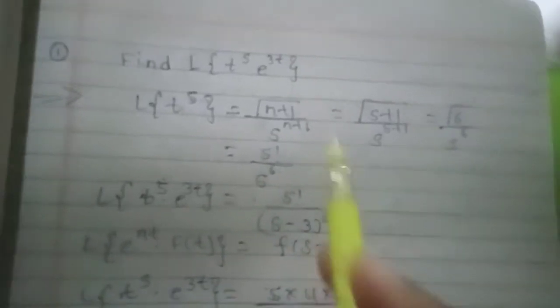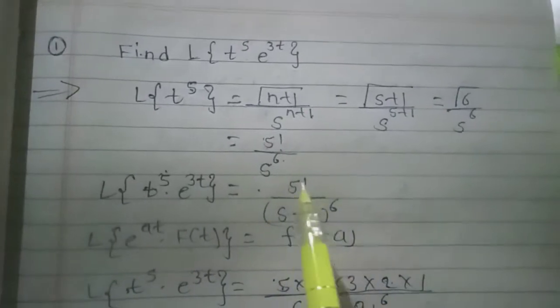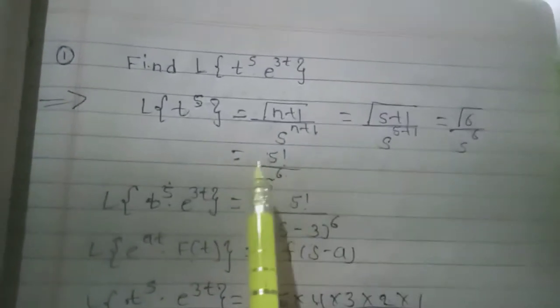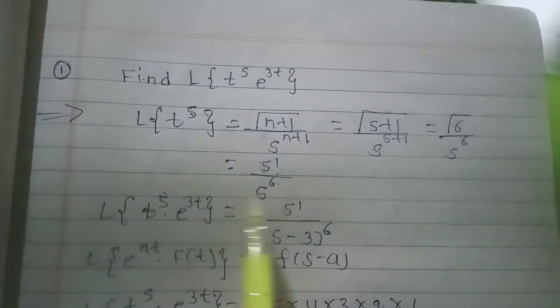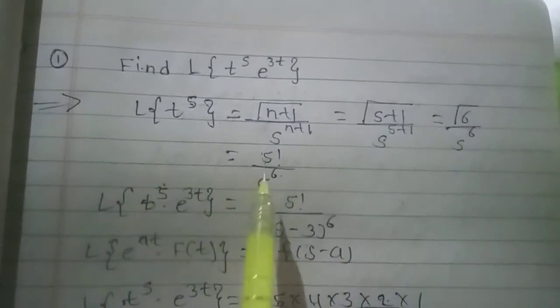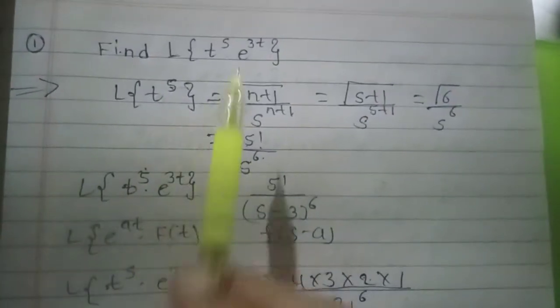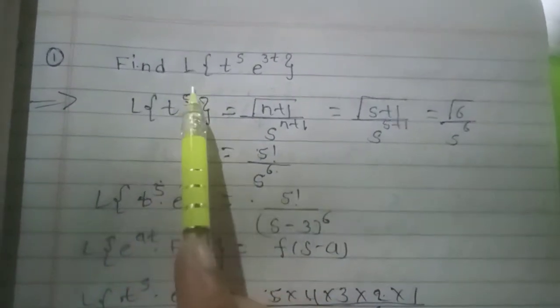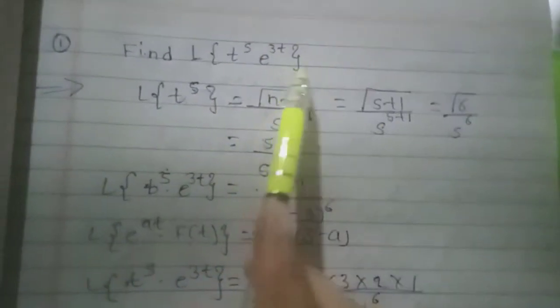This is 5 factorial divided by s raised to 6. Simplifying this, we get the value of the Laplace transform of t raised to 5. Then we find the value of the Laplace transform of t raised to 5 into e raised to 3t.